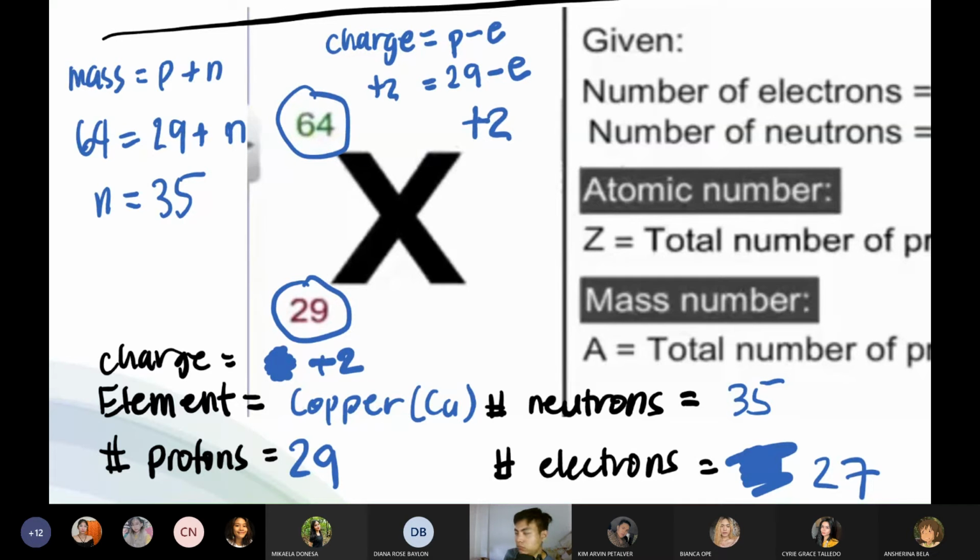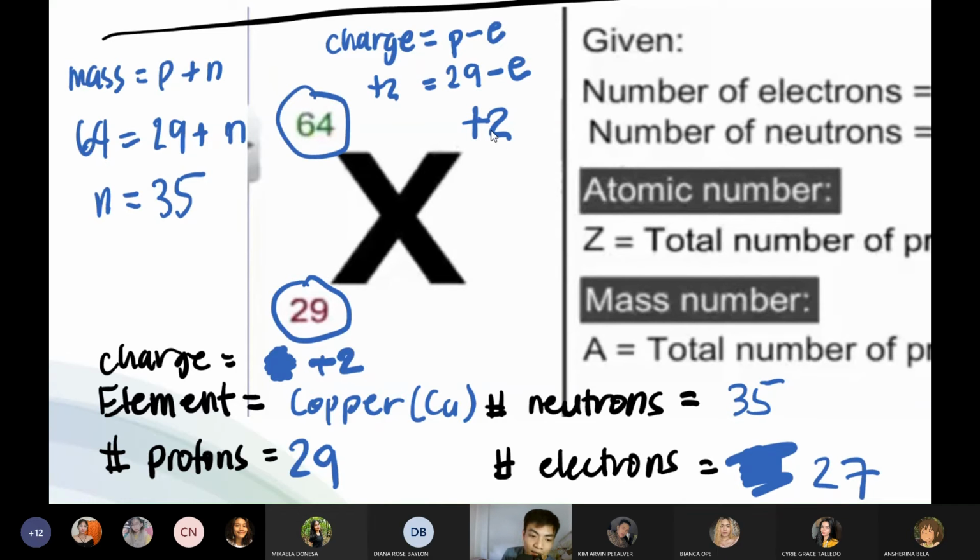So, ganun lang. Okay? So, that's how we identify the number of subatomic particles in an atom just looking at the nuclear symbol. Again, this is your element symbol. This number at the bottom left is your number of proton or your atomic number. The number at the top left is your atomic mass, which is the sum of proton and neutron. So kapag pinag-add mo yung proton and neutron, that must be equal to that number. The number at the top right is the charge. If walang nakalagay dyan, that means the charge is 0.